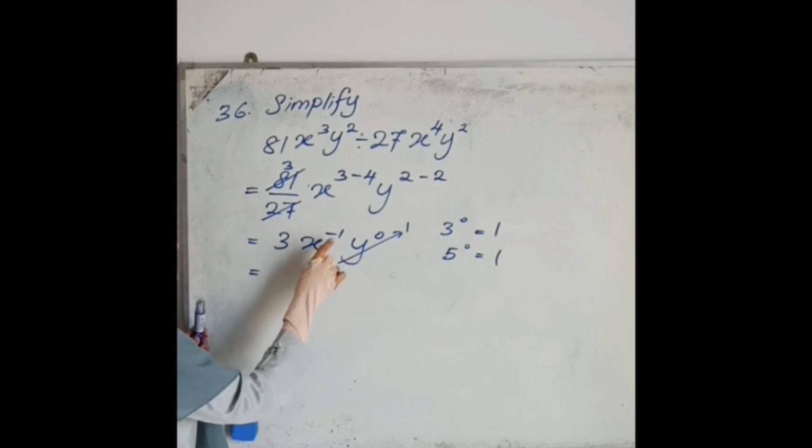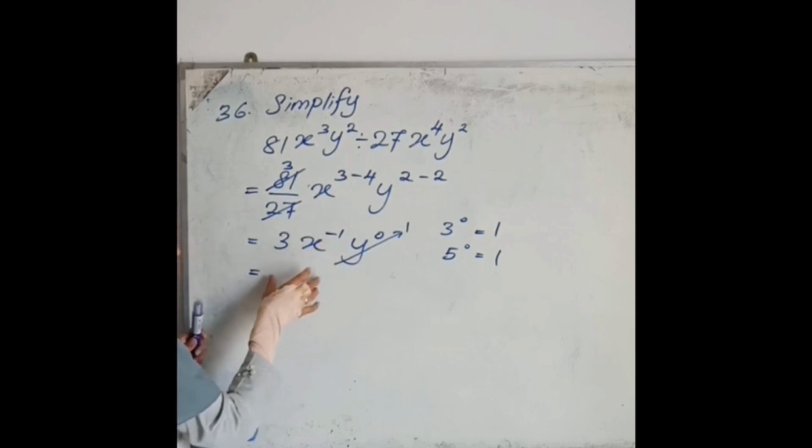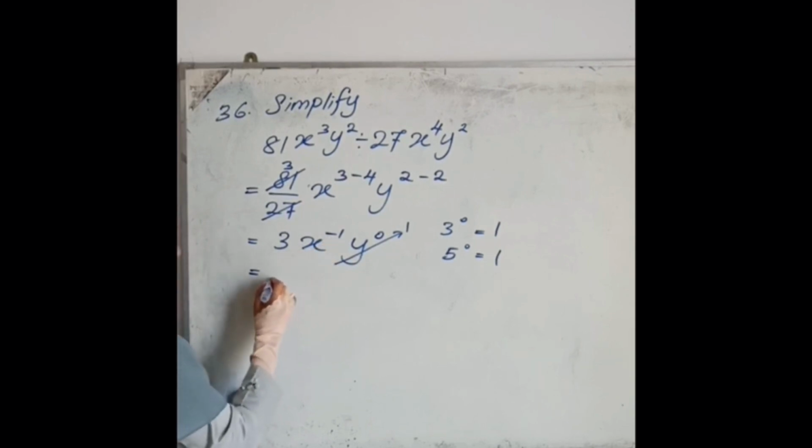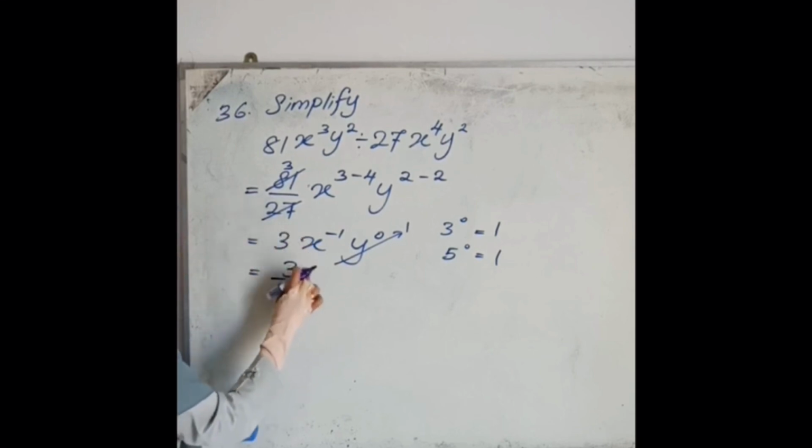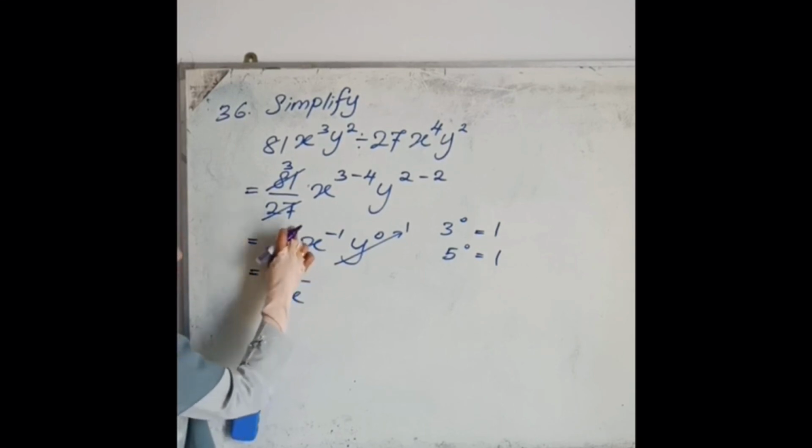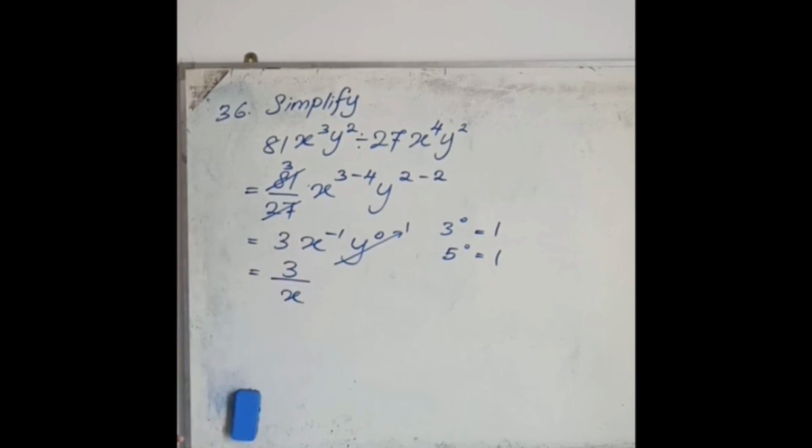Okay, so x to the power of negative 1, we can put x here. So 3, its power is 1, so no need to change. Its power is 1 indeed. It stays here. So the answer is 3 per x.